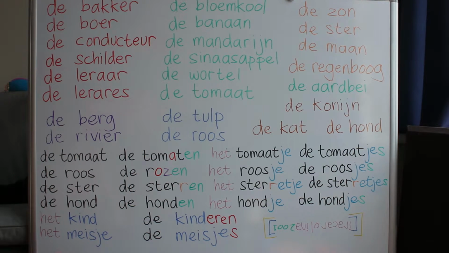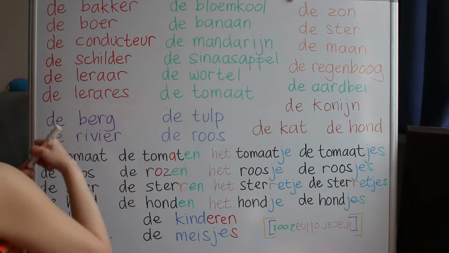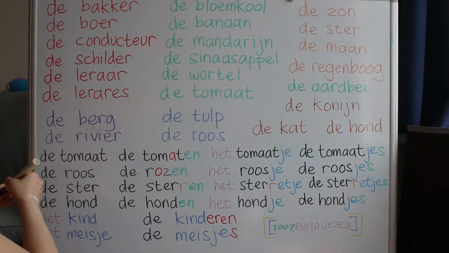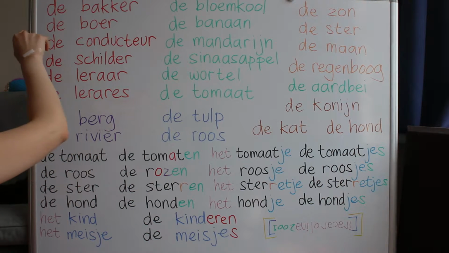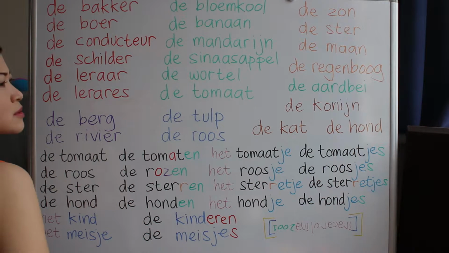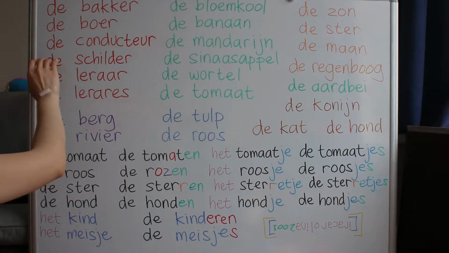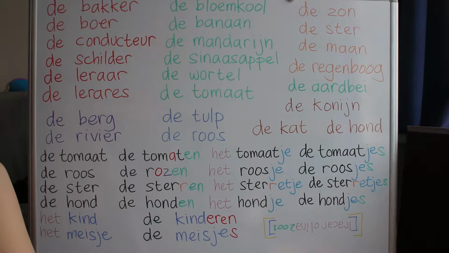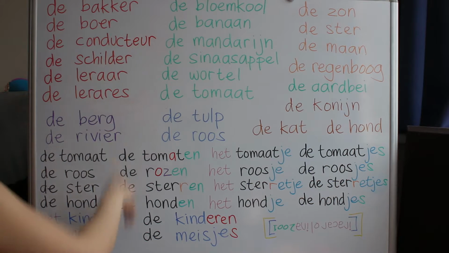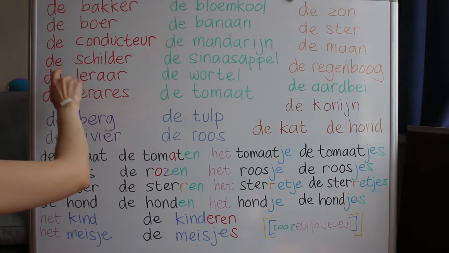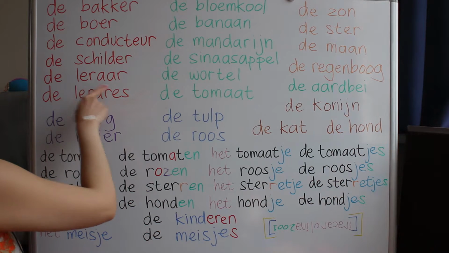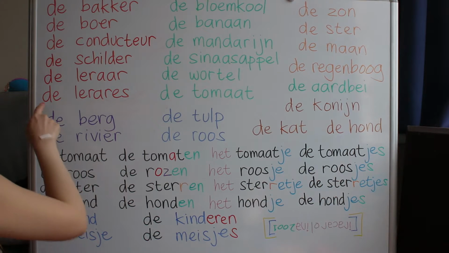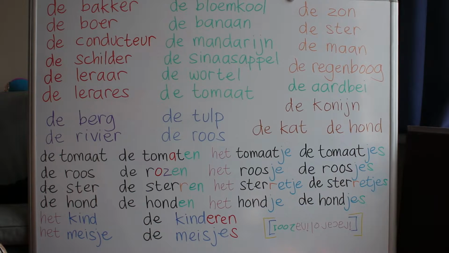Now we go to occupation or job. De bakker, the baker. De boer, farmer. De conducteur, the conductor. De schilder, painter, artist. De leraar, male teacher. De lerares, female teacher. Leraar, lerares.